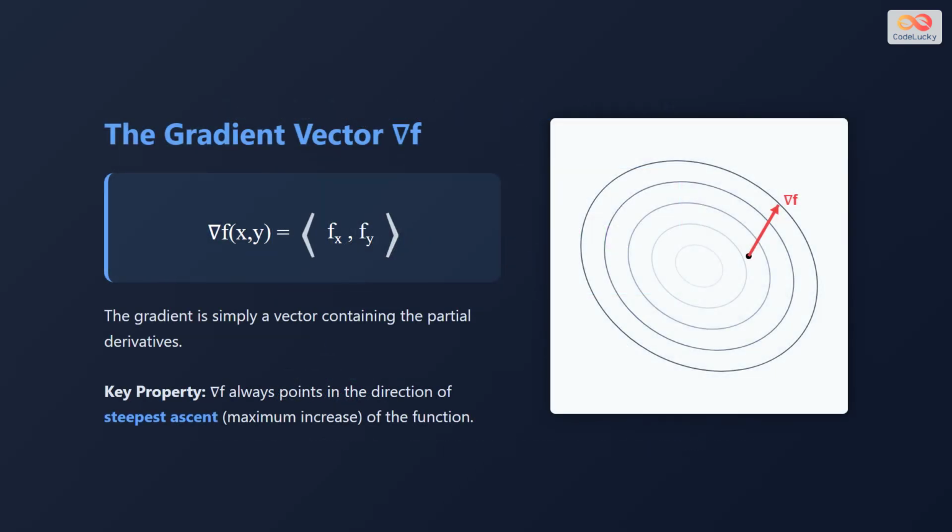Let's unpack that first term. The gradient, written as del f. The gradient is simply a vector that packages our partial derivatives together. The first component is the partial with respect to x, and the second is the partial with respect to y. A key property to remember is that the gradient vector always points in the direction of steepest ascent. If you were standing on a hill, the gradient points the way directly uphill.